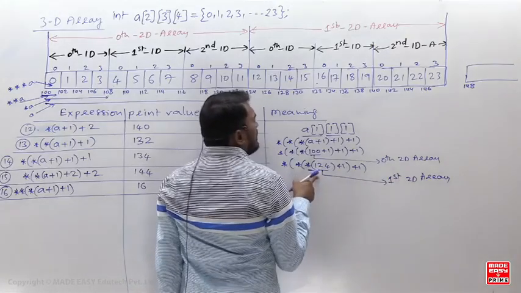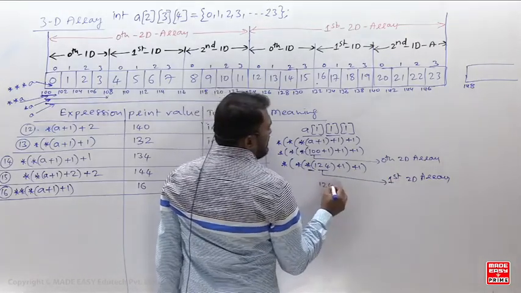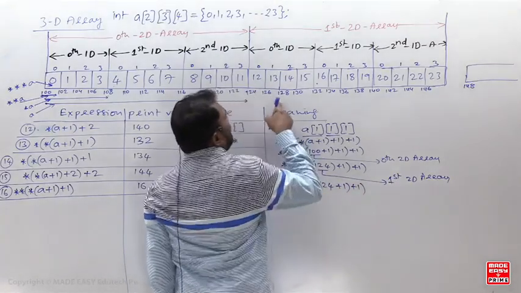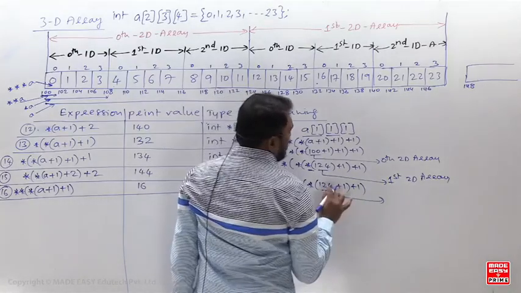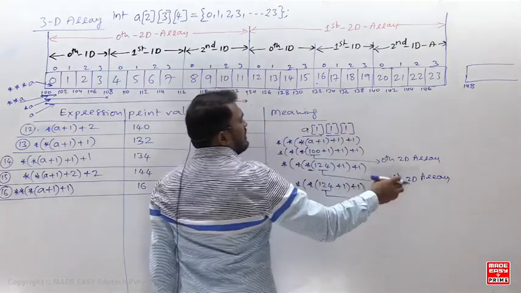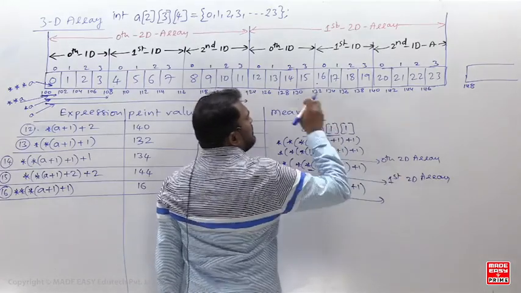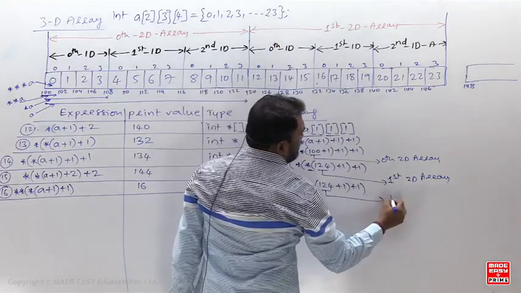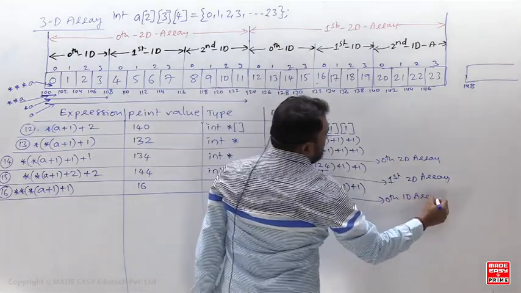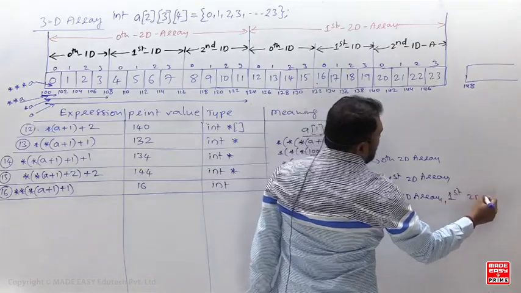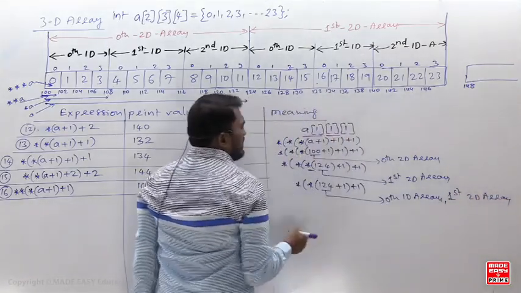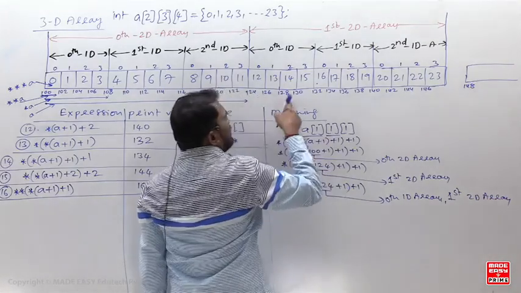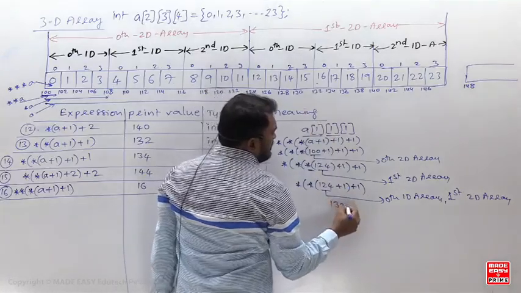124 is now pointing to the first 2D array. If I apply star, this remains 124 only, but now it is pointing to the 0th 1D array. Going inside, it was pointing to the first 2D array. If I apply star, it will point to the 0th 1D array of the first 2D array. Next, if I say plus 1, it will jump according to the 1D array size. It will go to 132.